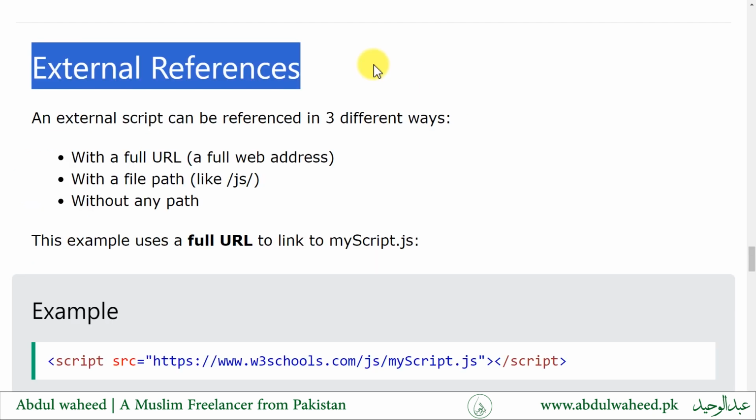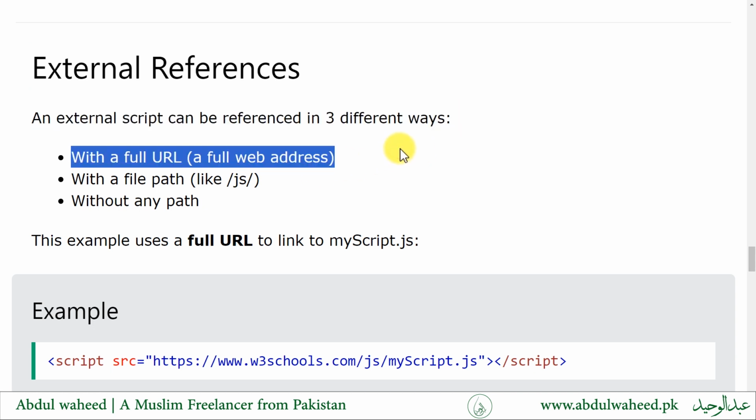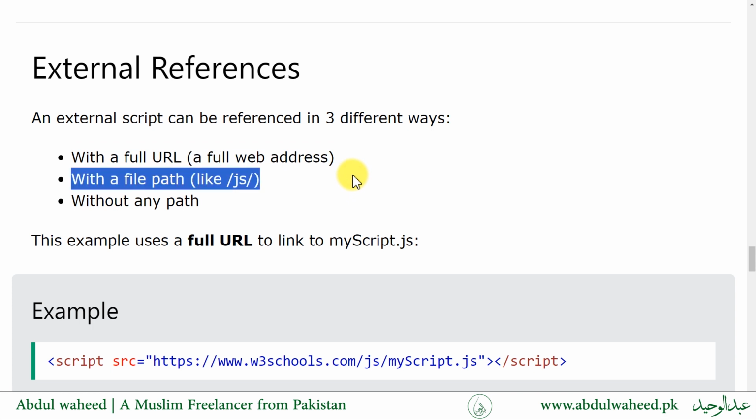An external script can be referenced in three different ways. Write a full URL, a full web address with a file path, like js slash folder name and slash file name, without any path.